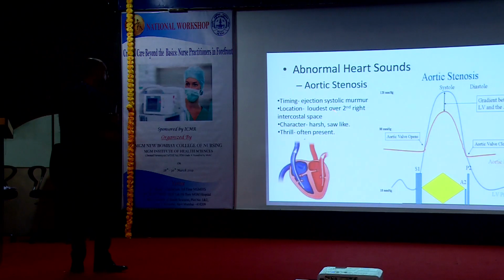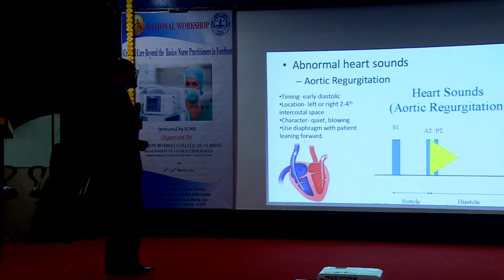So essentially, aortic stenosis causes a systolic murmur between S1 and S2. It's called a crescendo-decrescendo murmur. It's a systolic murmur, called an ejection systolic murmur. Okay, and it's harsh and saw-like, and you can often feel a thrill. Along with this, these aortic stenosis murmurs will often radiate to the carotid arteries. So when you hear a systolic murmur in the aortic region, auscultate the carotid arteries. Okay? You may find that you've got a radiation. If you think of that, then think aortic stenosis murmur.